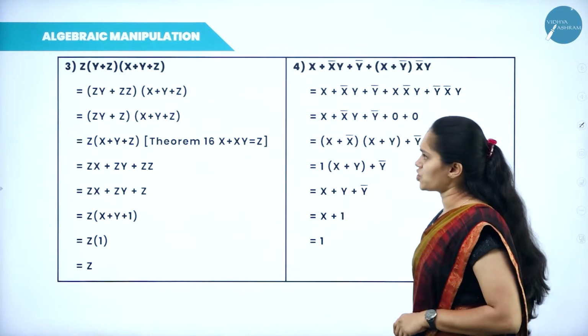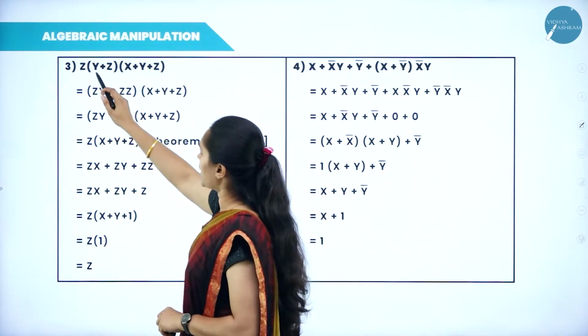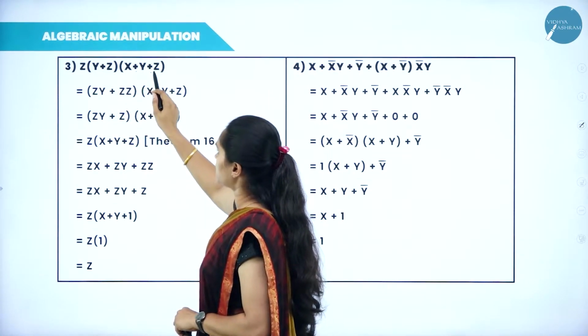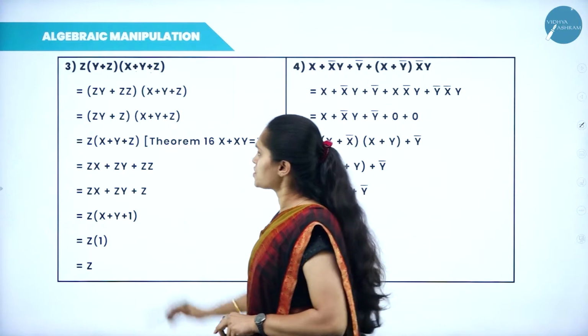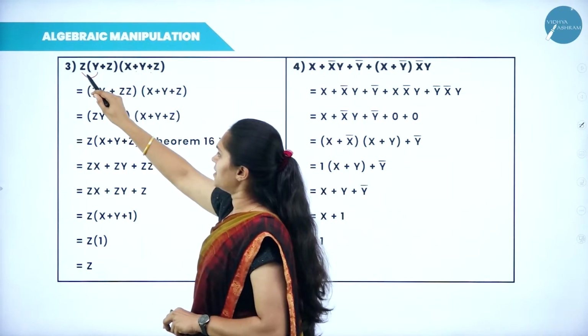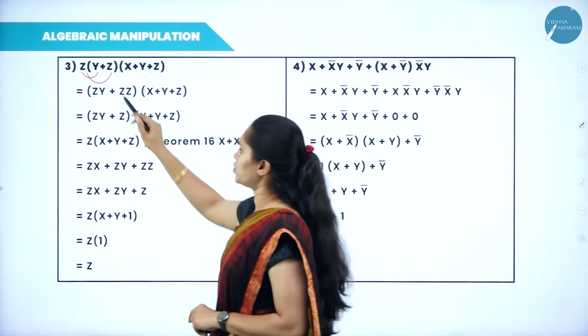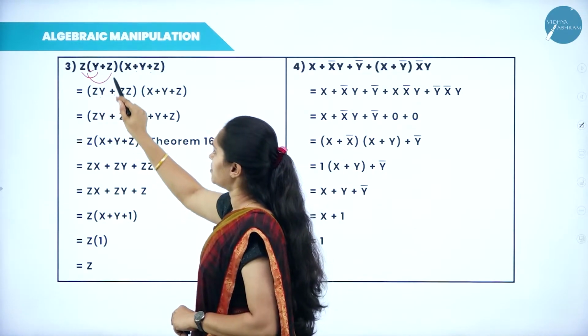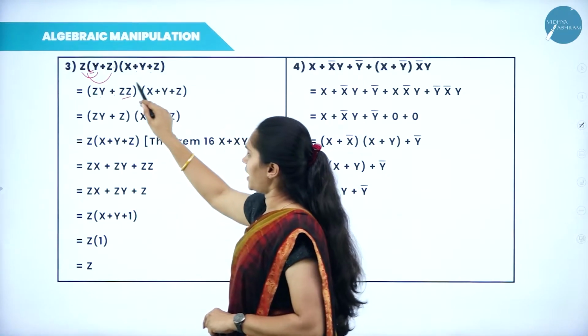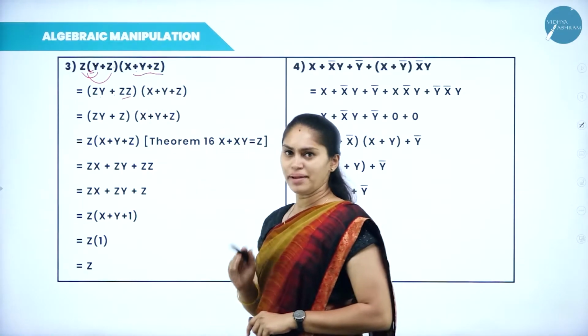We'll see the next question, that is z of y plus z into x plus y plus z. Now I have to multiply this z with y and this z with z. So how can I do that? z into y is zy, plus z into z is zz. Then the remaining values will be as they are.